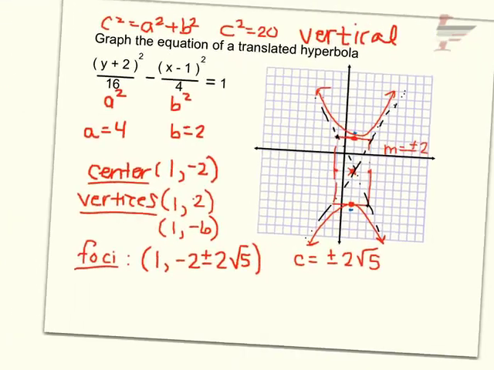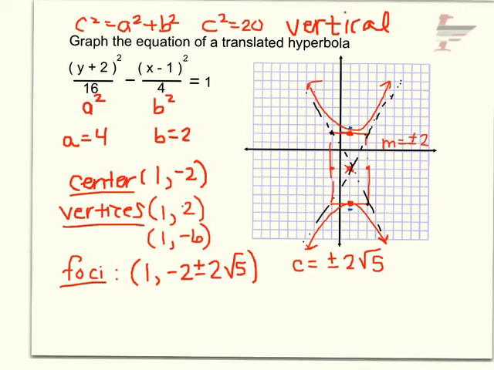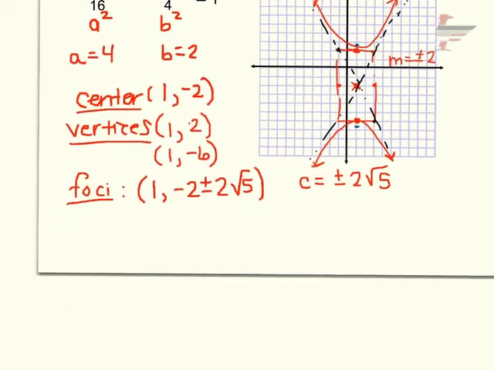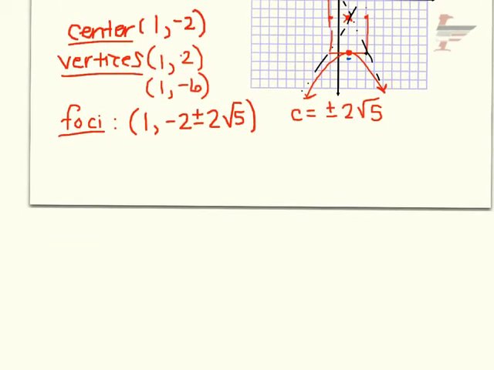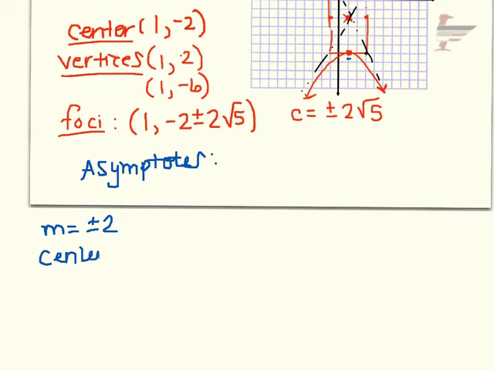So I'm going to go back to the equation. Remind yourself also that slope is always the a over the b, because a is underneath y in this case. So the change in y over change in x. So it's going to be plus or minus 4 over 2, and that's how I got this slope also. And so I'm going to write down here, then I know my slope, and this is for my asymptotes. I know my slope is plus or minus 2, and I know my center is 1, -2.